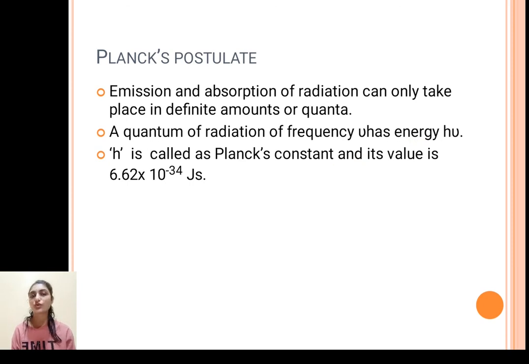What is Planck's postulate? Emission and absorption of radiation can only take place in definite amounts or quanta, and the quantum of radiation of frequency nu has energy h nu, and this h is called Planck's constant, and its value is 6.62 into 10 raised to minus 34 joule second. The study of the black body spectrum, this Planck's postulate, and Einstein's further work on it all laid the foundation of quantum mechanics.